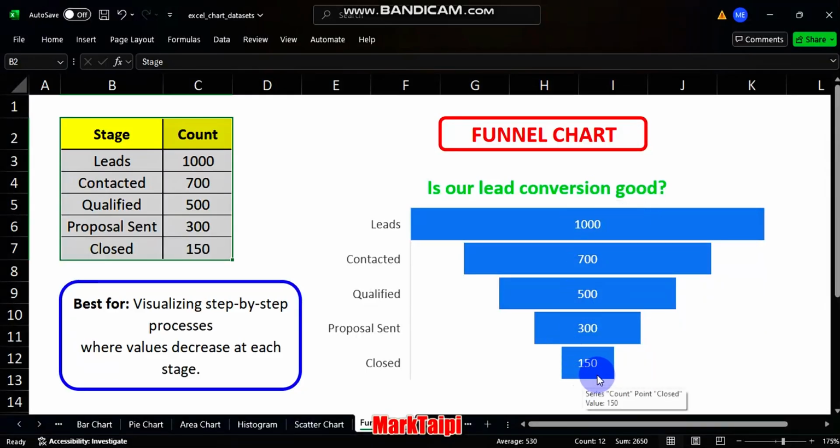So in this case, 150 out of the 1,000 initial ones is a little bit not good. It's not good. So that's basically it for the funnel chart.